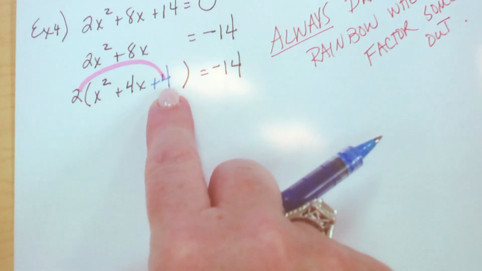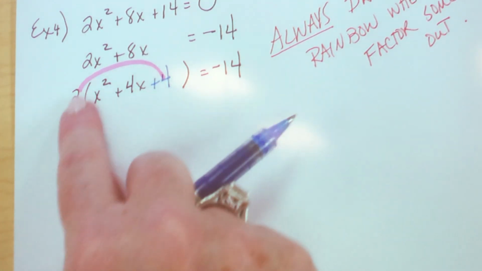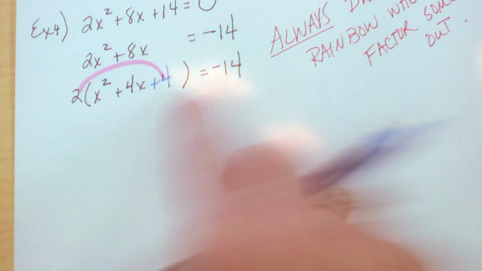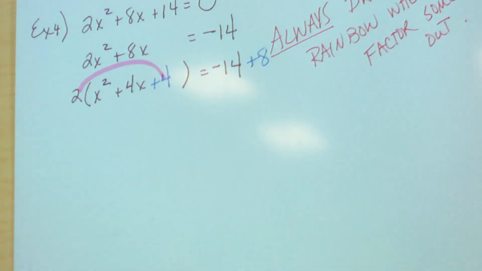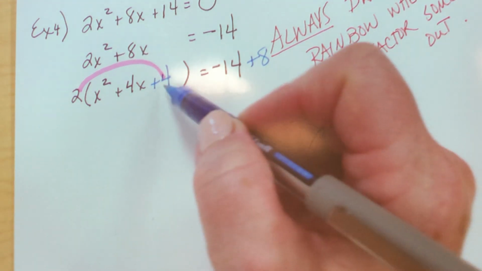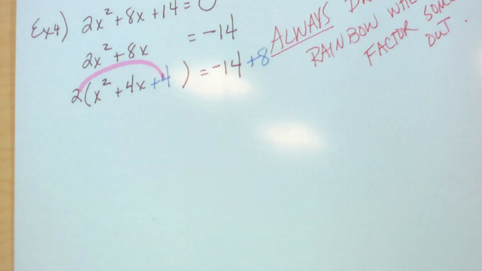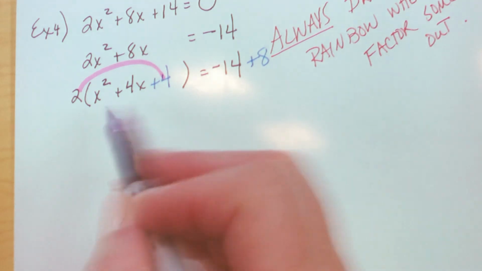So while your brain will go plus 4, plus 4, no, you added 8 over here because the distributive property says you have to multiply everything in there by 2. So what do I have to add over here? 8. Do you see where the careless mistake comes in? So the rainbow is there to jog your memory and say, did I really add 4? Oh no, I added 2 times 4, so you've got to multiply it. Okay, good job.